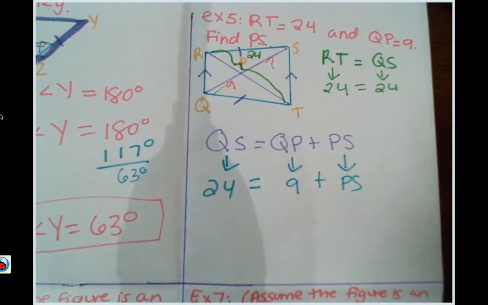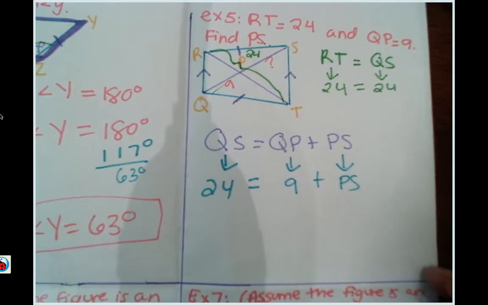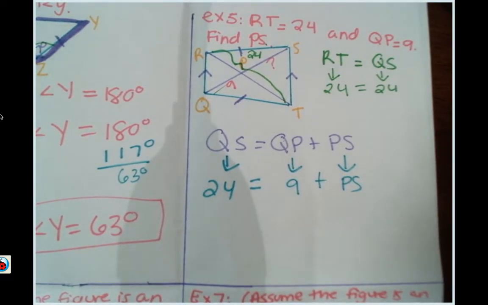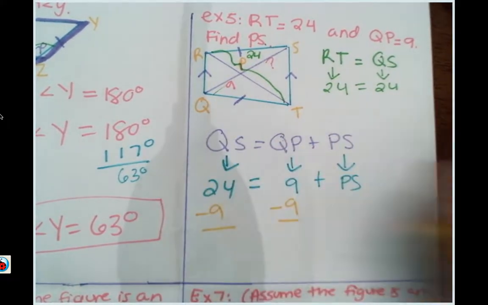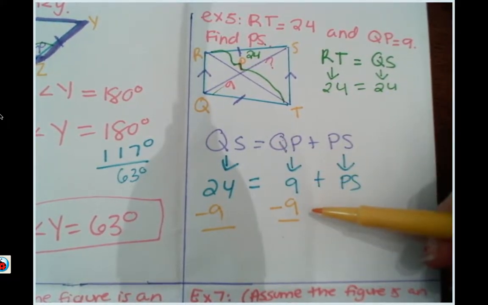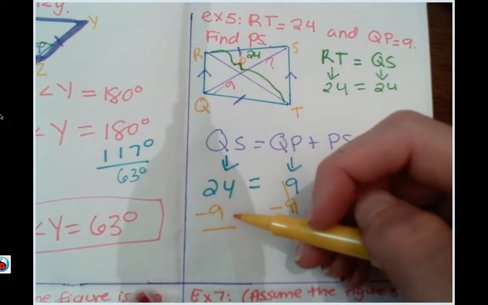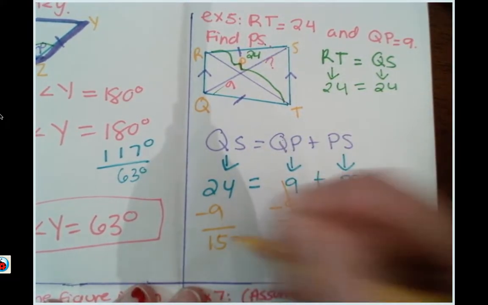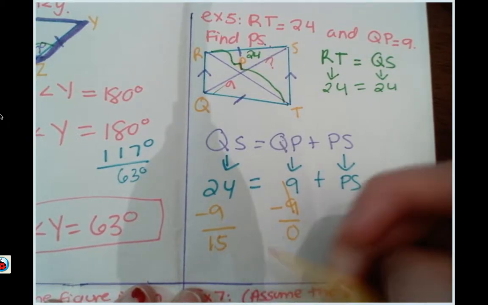So how do I bring my 9 to the other side? We subtract the 9. I don't even know why I teach you guys. You guys are so smart. So we're going to subtract the 9 on both sides. Alright, so 9 minus 9 cancels and turns to 0, and 24 minus 9 will give me 15. So, PS, you guys. PS is 15.